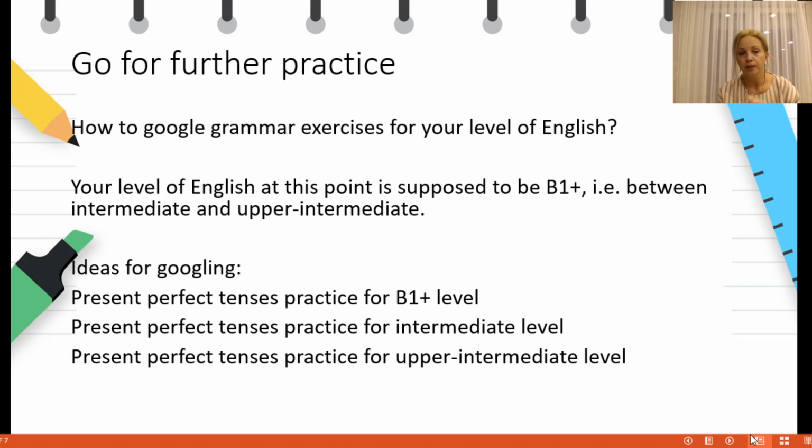So how do you do it? In the Google window, you just type present perfect tenses practice for B1 plus level, or present perfect tenses practice for intermediate level, or again the same thing for upper intermediate level. This is the way you search for some more exercises, practice before tests. Just bear in mind that your level is B1 plus or intermediate or upper intermediate, so you don't feel frustrated with too difficult exercises, or feel that the exercises are too easy with lower level exercises.